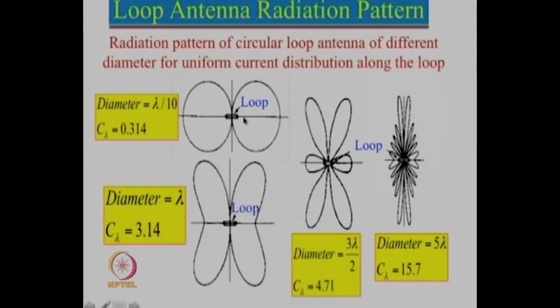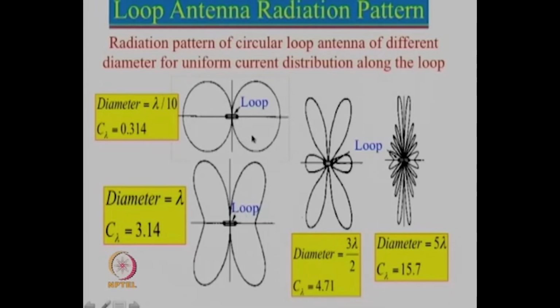Please remember, the loop is placed like this, and the pattern in this particular plane makes a figure of 8 shape, and if you look at the pattern in this plane, that will be circular, just like a dipole antenna. But instead of the electric field as earlier, this is now the magnetic field, and the field which will be uniform along this direction will now be the electric field.